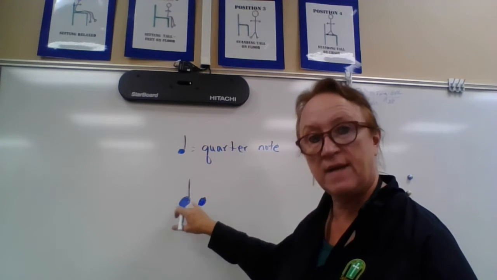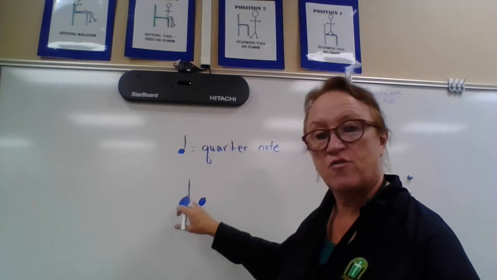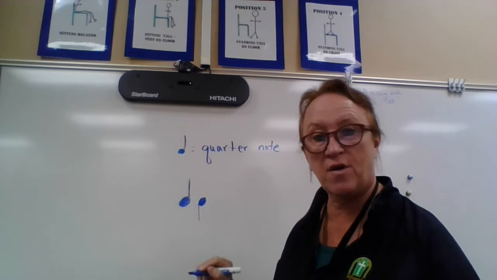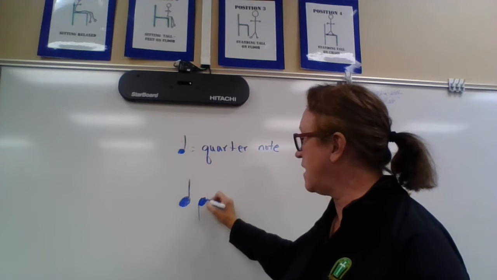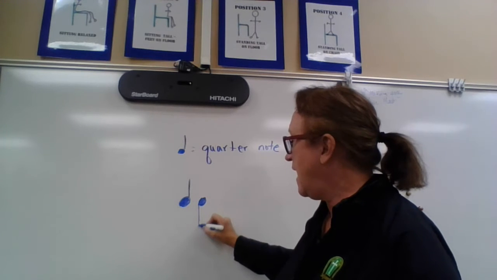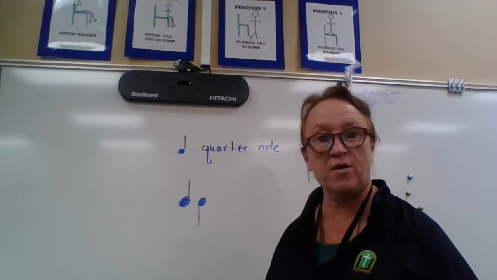Draw a circle, color it in, color it in, color it in. Draw a circle, color it in, add a stem for a quarter note. This time it's going to go down. Draw a circle, color it in, color it in, color it in. Draw a circle, color it in, add a stem for a quarter note.